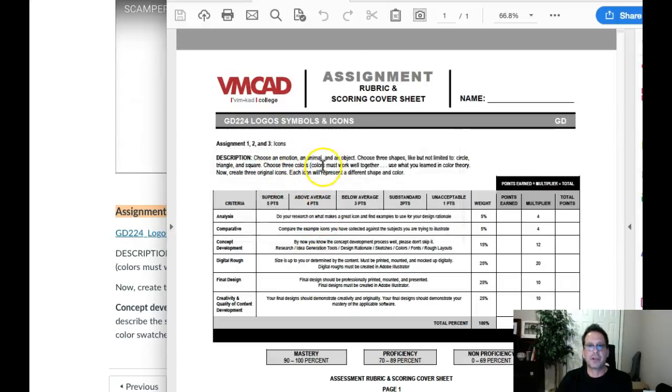So for this assignment, you're going to choose an emotion, an animal, and an object. Choose 3 shapes, like but not limited to a circle, a triangle, and a square. You can use any shapes you want. Now this is icon development, right? So we're going to develop icons. Each icon will represent a different shape and color. So what we're going to do is design icons.